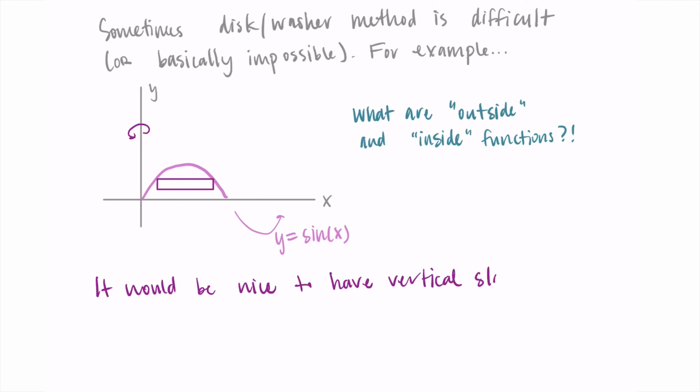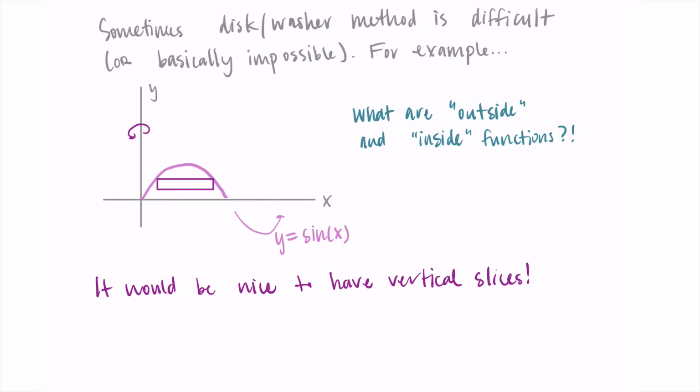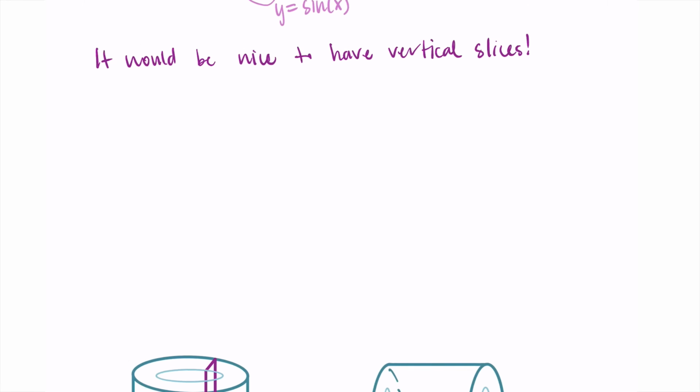With vertical slices, we could use sine of x as the top function, and then we could just have the horizontal axis as the bottom function. So doing this would be really nice for us and it'd be a lot easier to do. So this is where the shell method comes in, and so we're going to start looking at changing the orientation of the bars and drawing shells instead. So let's talk about what that looks like.